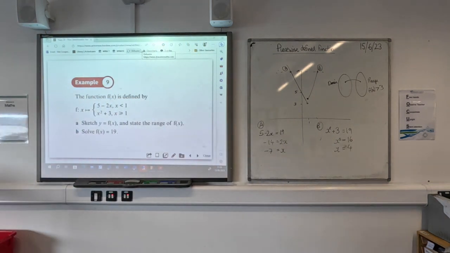So a piecewise defined function is a function where different rules apply for different values. Let's just do one more example, and then oh no, we're not going to do one more example. We're going to move straight on to the exercise.